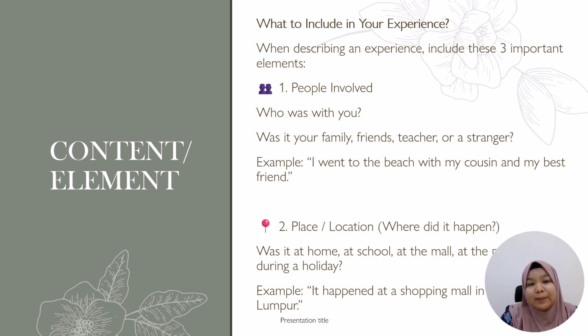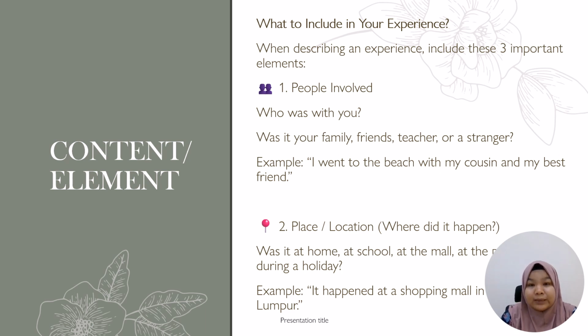Now, the content or elements that you're going to include when you describe your experience will be about the people who were there with you. So, who was with you? Was it your family members, like your mother, father, your siblings? Did you have a friend or teacher or even a stranger that was involved in your experience? For example, I went to the beach with my cousin and my best friend. So, your cousin and your best friend are the two main characters in your experience.